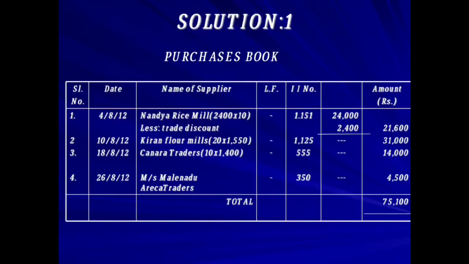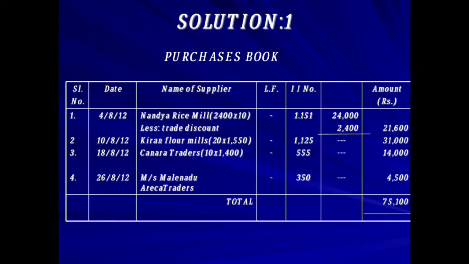See, in the purchase book, this is the format. You all know this, right? Serial number, date, name of the supplier, ledger folio, invoice number. Then one amount column extra I made just to write the working note. Okay, then total amount column.